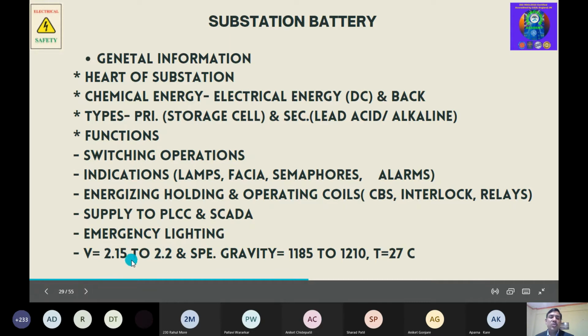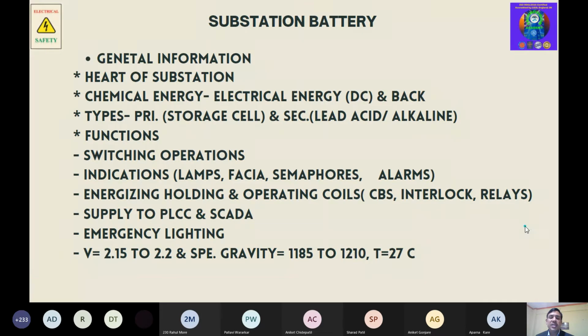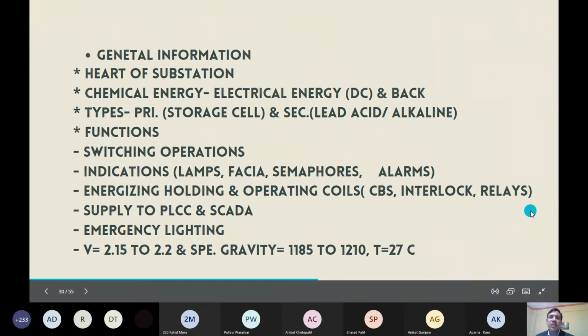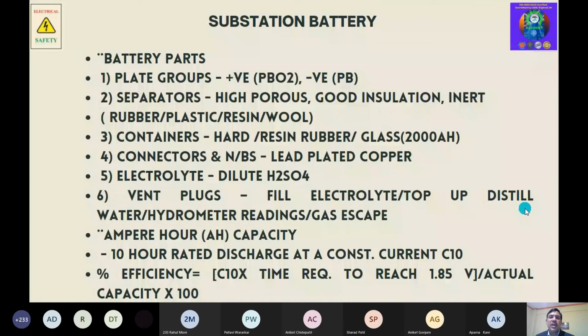And the voltage of 2.15 to 2.2 volt is the healthy condition of the battery, and the specific gravity goes into the range of 1185 to 1210 at 27 degrees Celsius. This specific gravity tells us the content of the acid, that is, the electrolyte. We can ensure that quantity with the help of the specific gravity of the battery, which will give you the idea of how much the battery is charged.